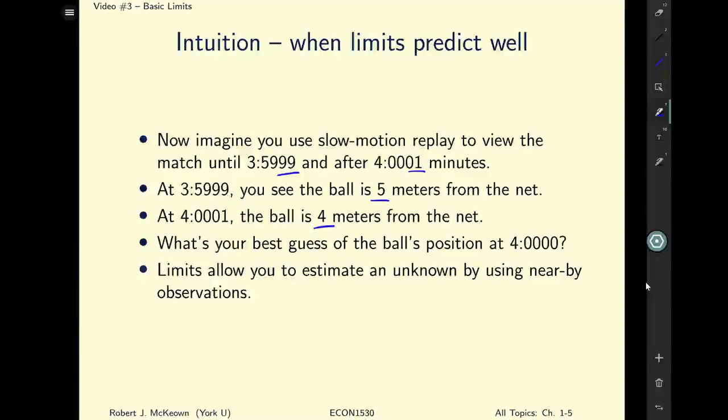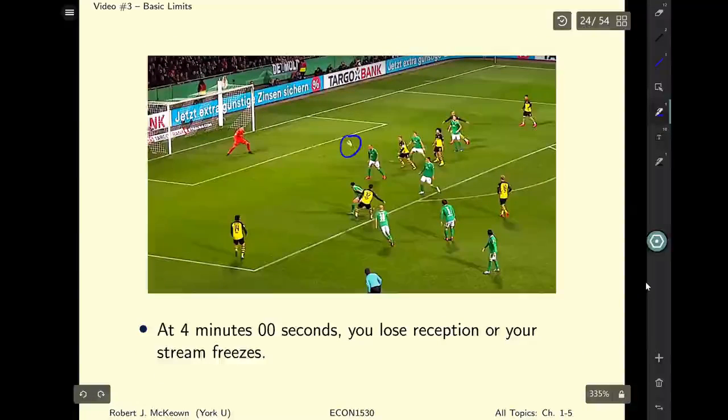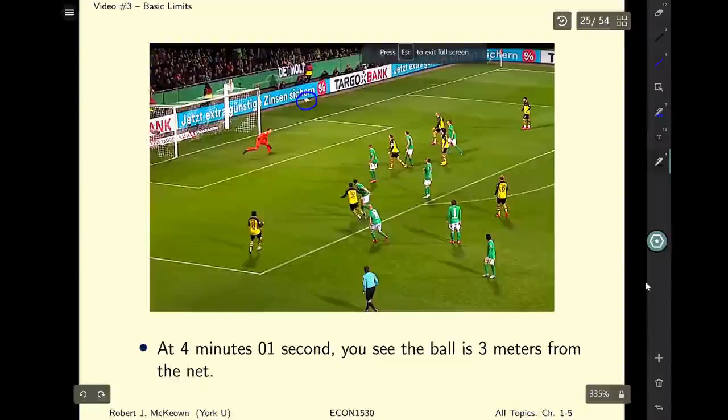If we see where the ball is at this time, when it's 4 meters away, and earlier at this time when it's 5 meters away, what is your best guess of the ball's position at 4 minutes? So if we go back to the analogy, the ball is moving during that freeze out. Maybe we would guess that the ball was right here, right? Something like that. Maybe we guess that the ball is right there, somewhere between these two positions.